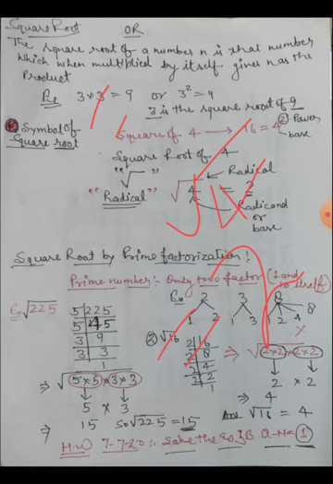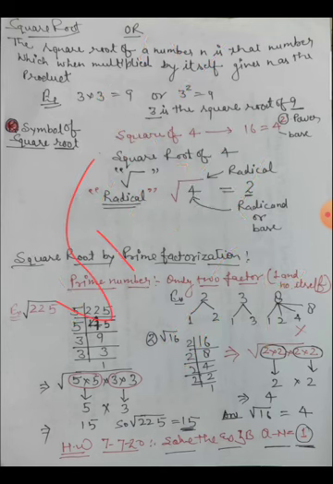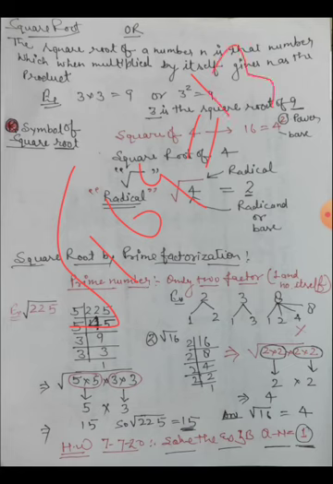Like 4 is the square of which number? 2. Then the answer will be 2. Same as 9 is 3. Then 144, which number squared gives 144? 12. And same as 169, which number's square is it? 13. So the square root of 169 will be 13.